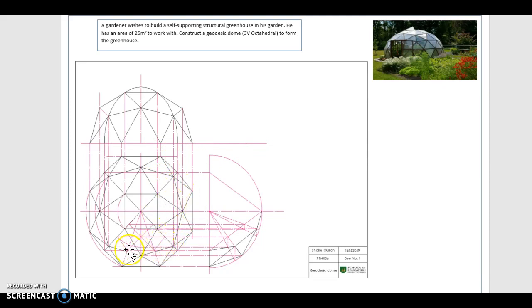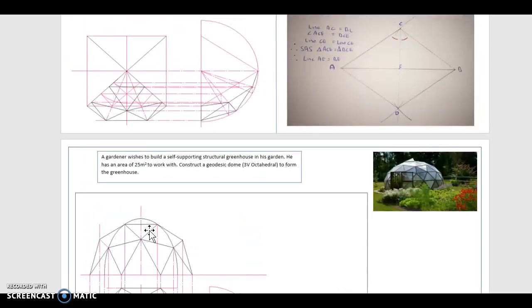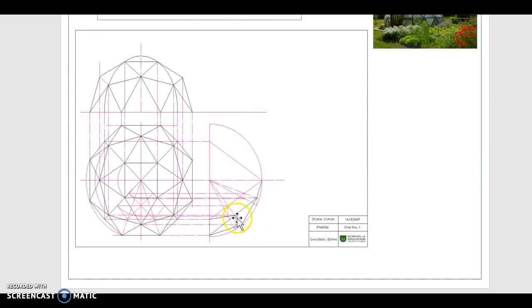Your line is divided into equal segments to find your three triangles down here. You have the bisection of the line to find the center point. You have the projecting of your points across, and the initial completing of the square for the start of the question.